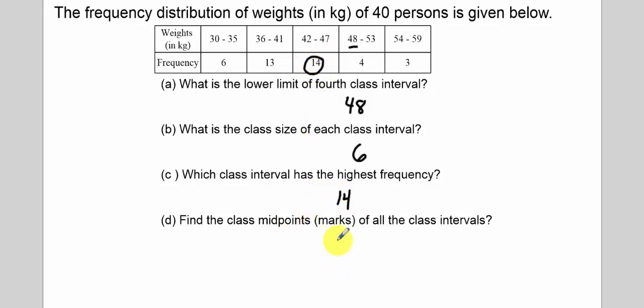Class midpoints, we also call those marks. You're basically going to find the average of the high and the low. So in this case, we take the average of those guys and we get 32.5. In these guys, we get 38.5. This guy, 44.5. This guy, 50.5. And the last one, 56.5. And that's the basics of how to do a frequency distribution.